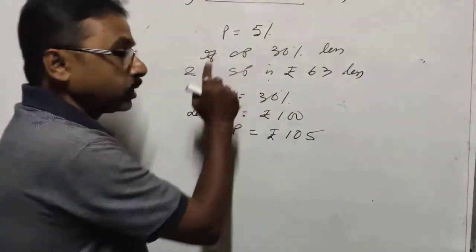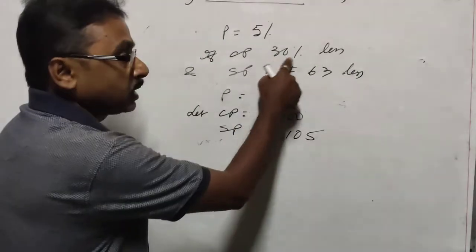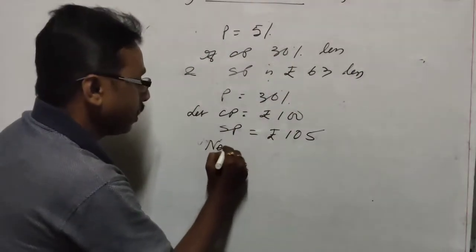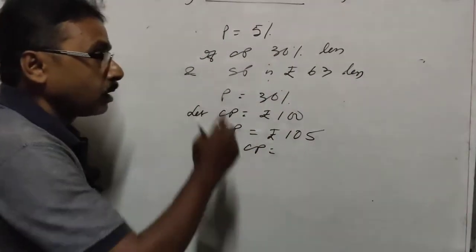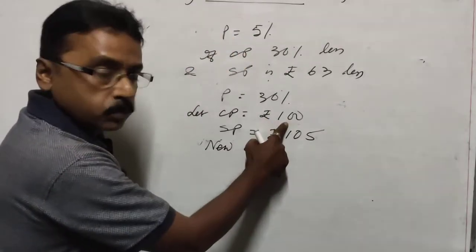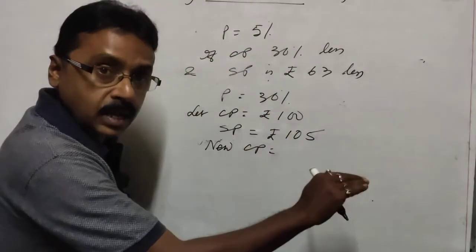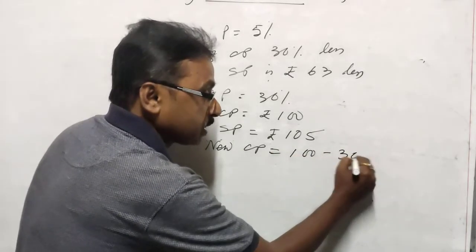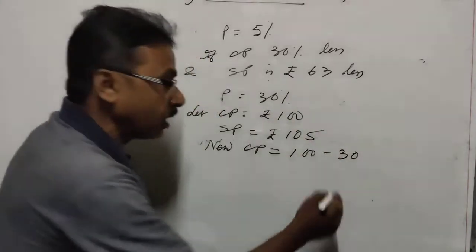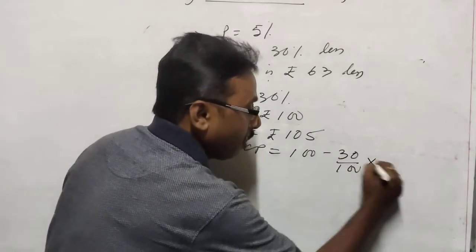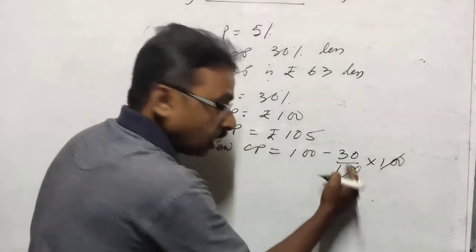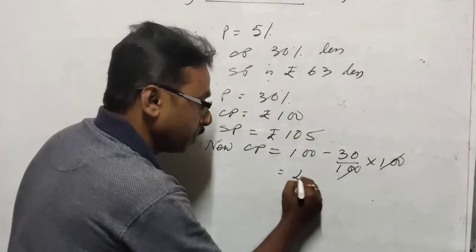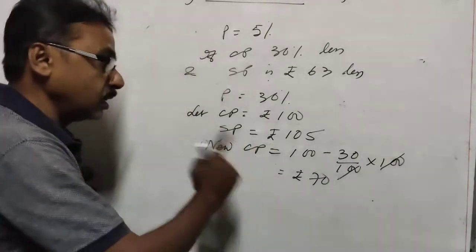Now the new CP is 30% less. So new CP, it was originally 100, I assume. Now from 100 it is 30% less. So 100 minus 30% of 100, which is 30 only. So 100 minus 30 is rupees 70, the new CP.